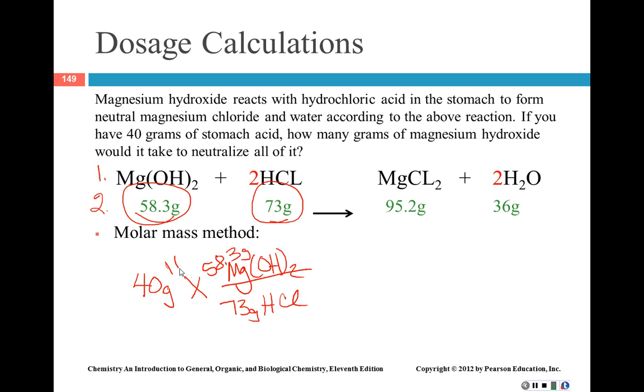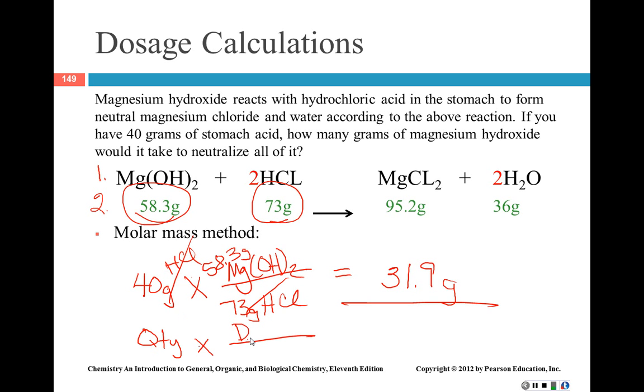And this was HCl, so really they still cancel. Then if you multiply that out, you're also going to get 31.9 grams. So what this is again is quantity times desired over have. And if you get to nursing school, you're going to see that. That's how you do these dosage calculations a lot of times and figure out how many pills you're going to give somebody to give them the right number of milligrams or whatever. So that is going to give you the correct answer as well.